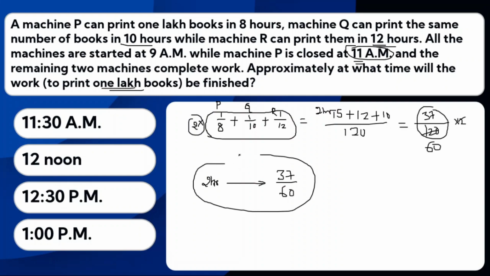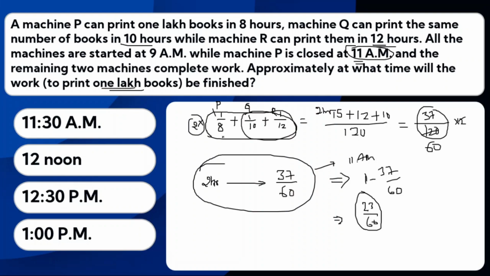These 2 hours, these 3 machines worked together. At the end of 11 a.m., what is the work we have left with? Which is nothing but 1 minus 37 by 60. This is the work left by the machines, which is equal to 1 minus 37 by 60, which is nothing but 23 by 60. This 23 by 60 work must be completed by only Q and R.